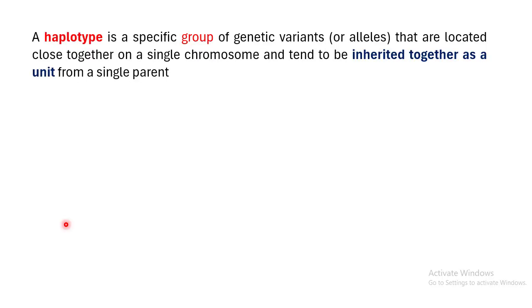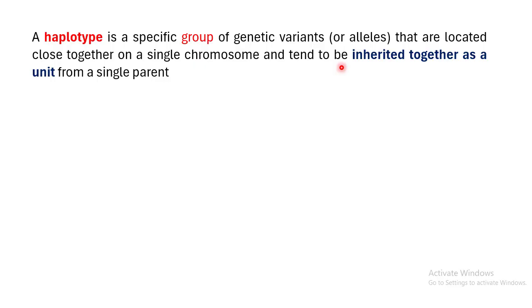Whenever you talk about color blindness, you are going to see the concept of a haplotype. So, what does this term haplotype actually mean? A haplotype is a specific group of genetic variants. So you are not talking about an individual substitution or an individual mutation. You're talking about a group of genetic mutations that are located close together on a single chromosome, and they tend to be inherited together as a unit from a single parent.